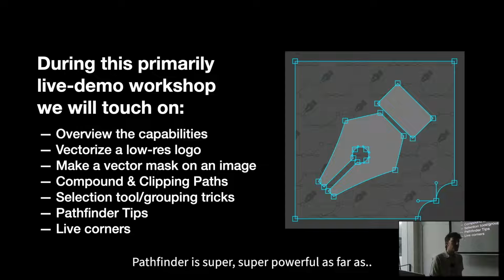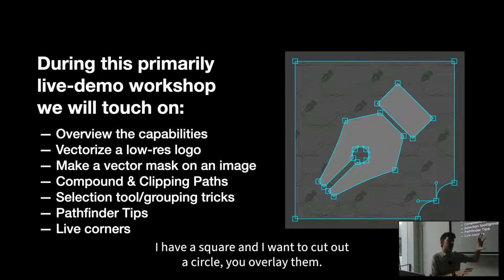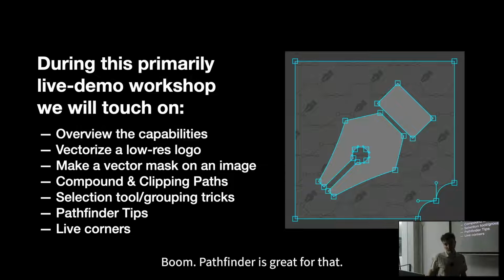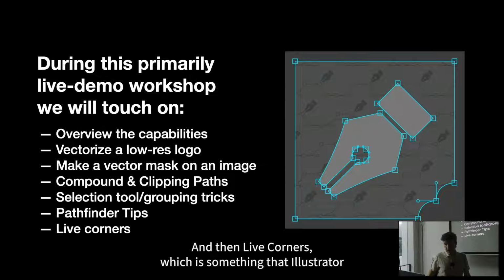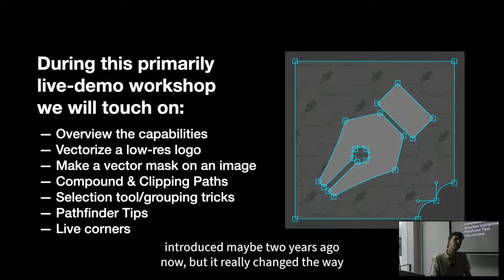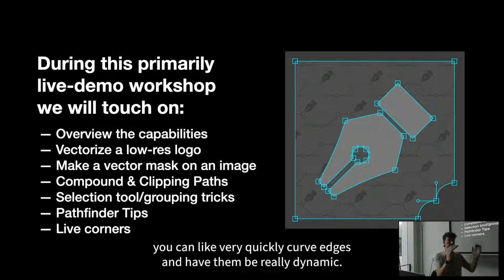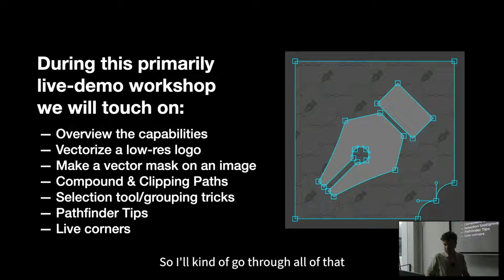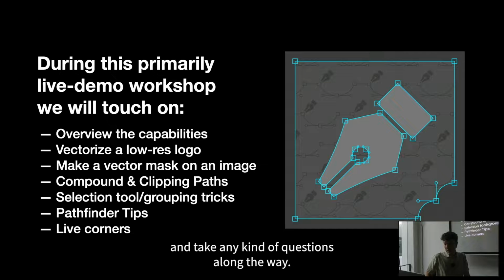Pathfinder is super, super powerful. If I have a square and I want to cut out a circle, you overlay them, boom. Pathfinder is great for that. And then live corners, which is something that Illustrator introduced maybe two years ago now, but it really changed the way you can very quickly curve edges and have them be really dynamic. So I'll go through all of that and take any questions along the way.